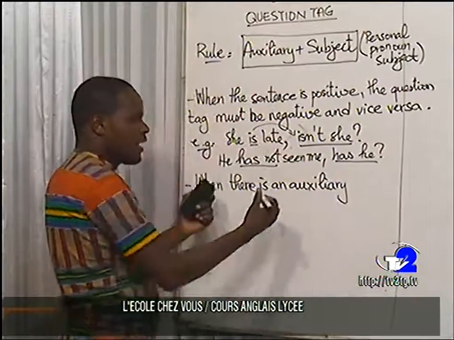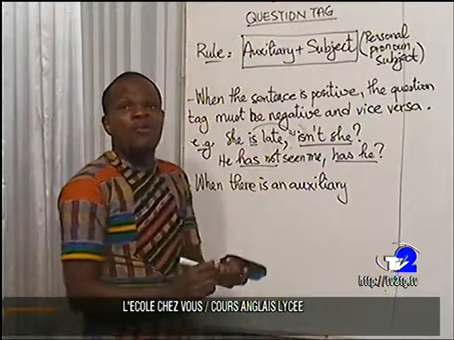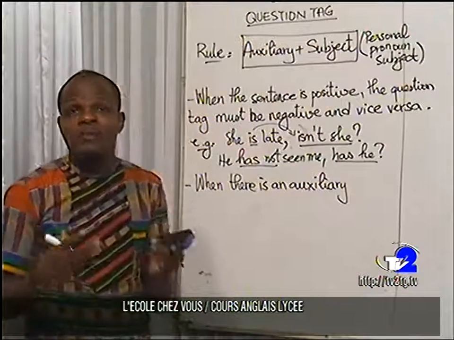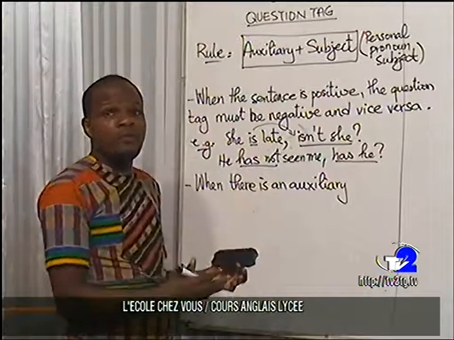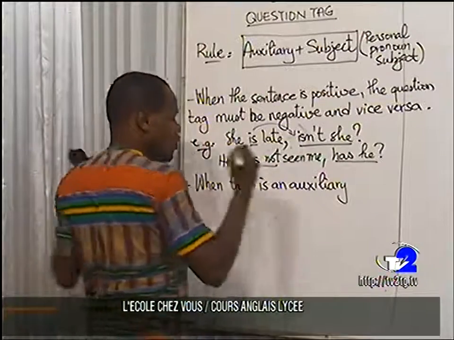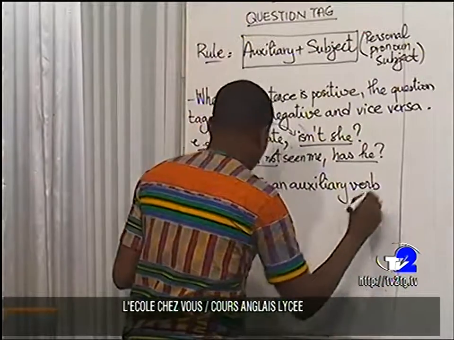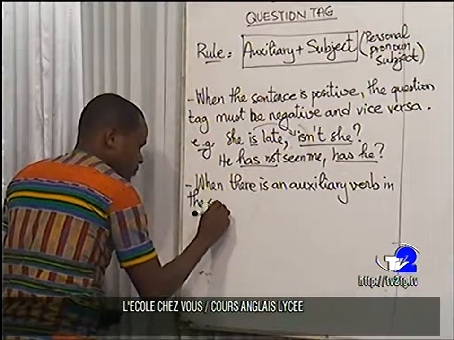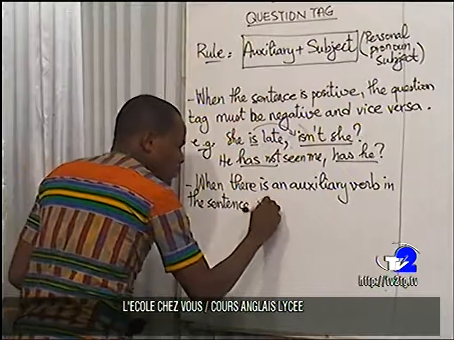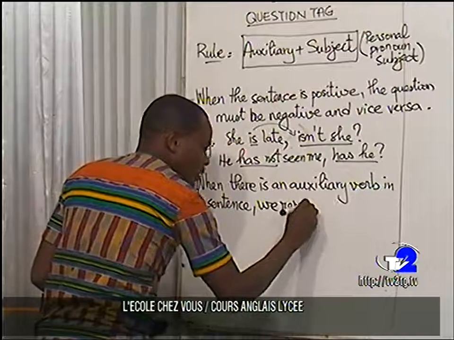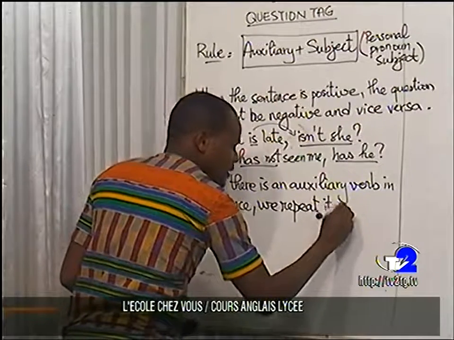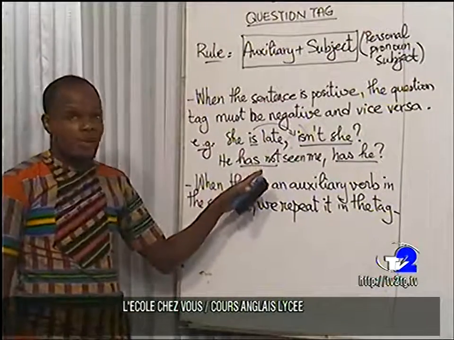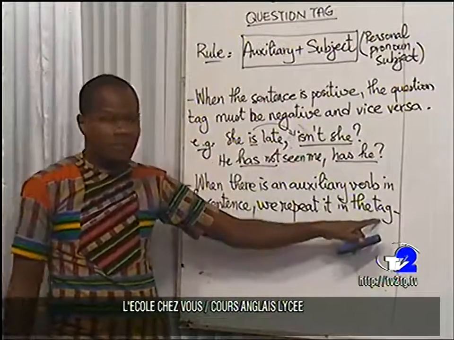Helping verbs are verbs that are used to help other verbs to express a feeling, an emotion, or to form a specific tense. That's why we call them helping verbs or auxiliary verbs. So when there is an auxiliary verb in the sentence, we repeat it in the tag. That is exactly what I have done here. This is an auxiliary verb, so we repeat it in the tag.